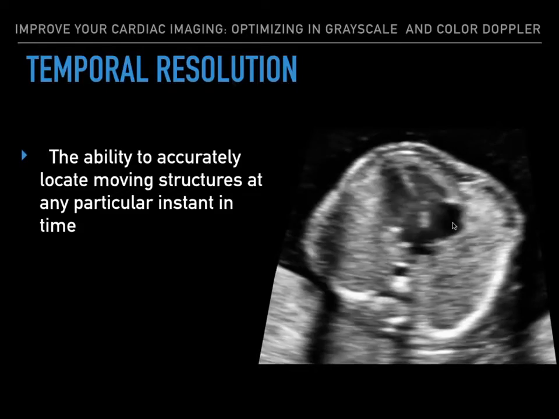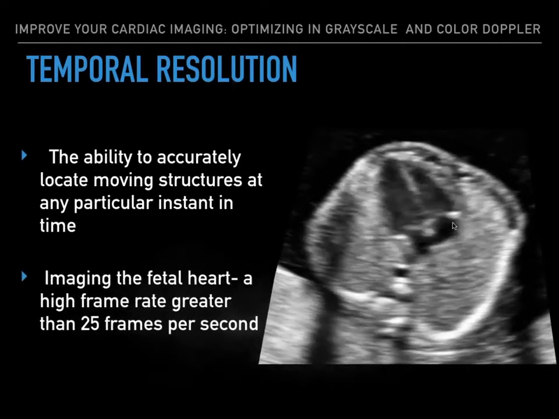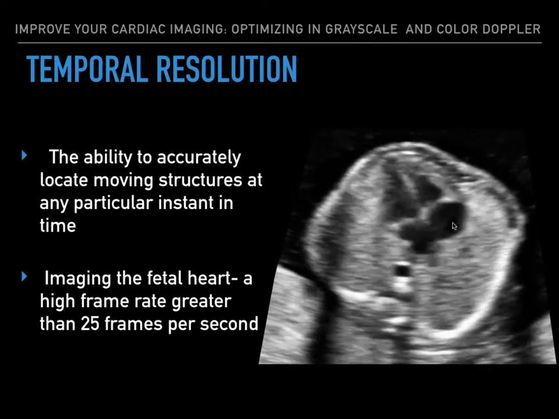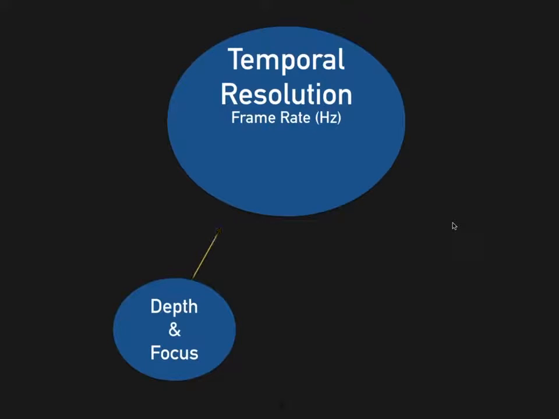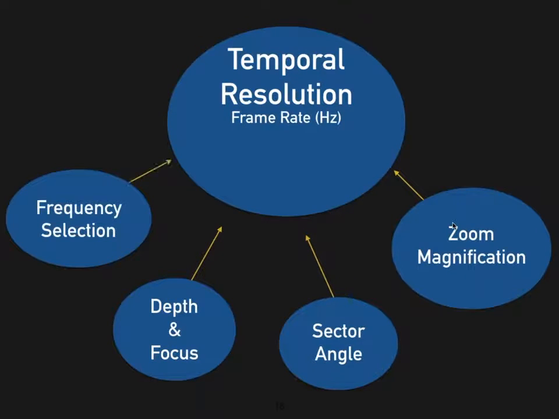Now, how can we improve our temporal resolution? When imaging the fetal heart, a high frame rate greater than 25 frames per second is recommended. So let's aim on doing just that, improving our frame rate. Here are a few technical settings that affect temporal resolution. We have the depth and focus, sector angle, zoom magnification, and frequency selection. So the better the temporal resolution, the higher the frame rate, the improved detail resolution. Let's go ahead and focus on improving these settings.